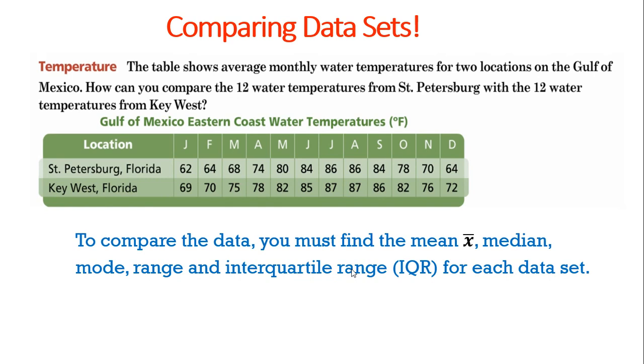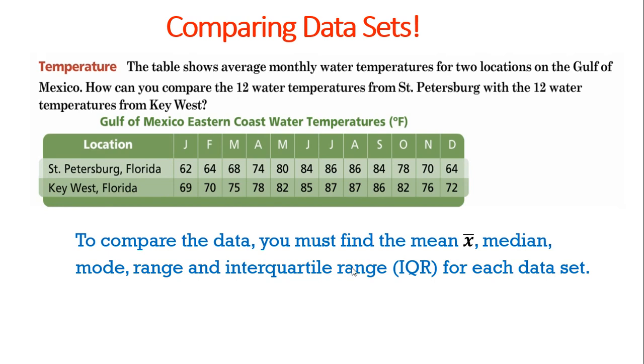So taking all of this information, like I said, this is a pretty good refresher. We're going to look at the following data set. The table below shows the average monthly water temperatures for 2 locations on the Gulf of Mexico. How can we compare the 12 water temperatures from St. Petersburg with the 12 water temperatures from Key West?